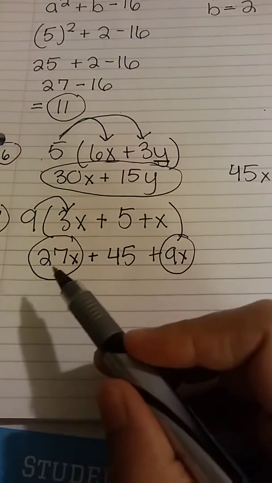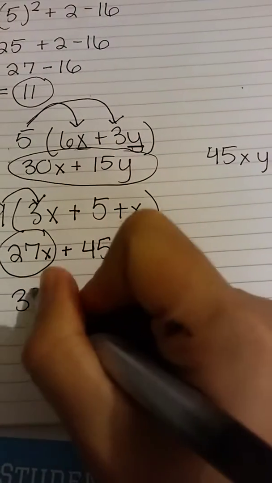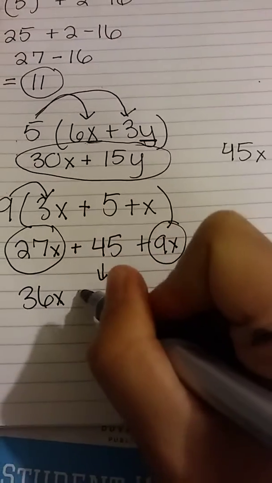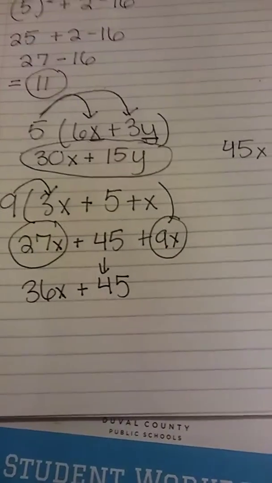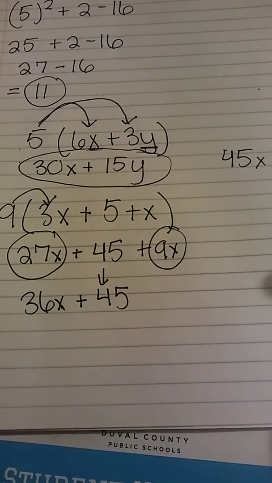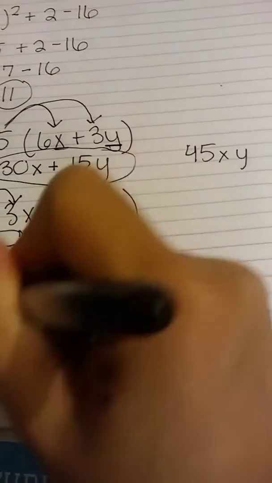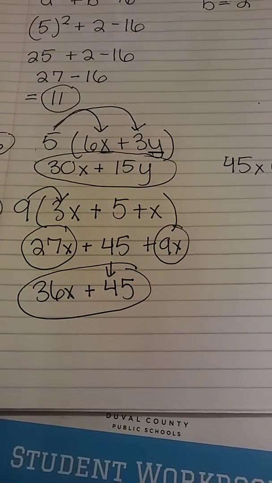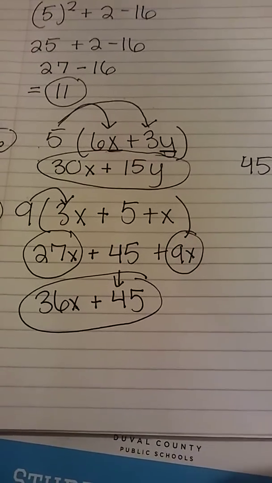So we have 27x and 9x. That's going to give you 36x. With this 45, just go ahead and bring it down, and you have plus 45. And that should be your answer. If you need to write this down, just ask Mr. Chris to press pause, and I'm going to go ahead and move on to number 8.